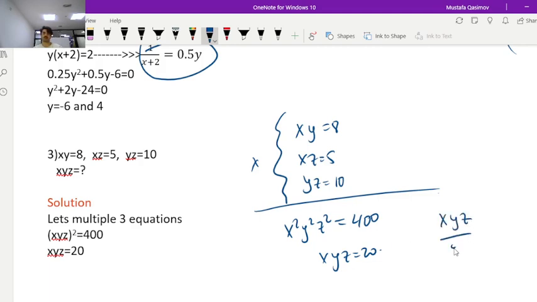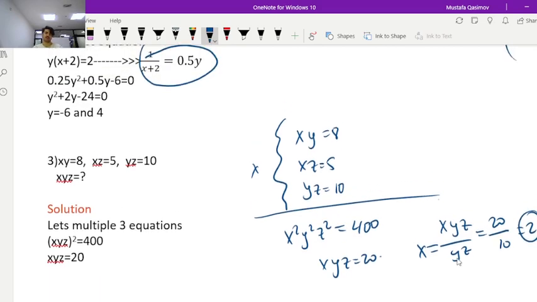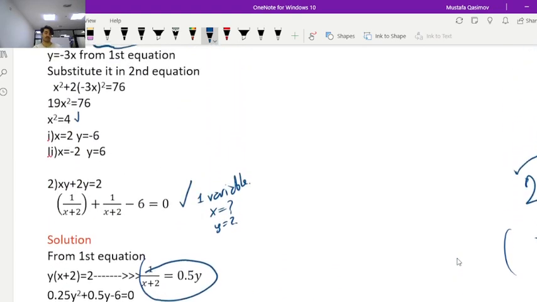xyz is equal to 20, and from here we can find, for example, x easily. xyz over yz is equal to x, right? So 20 over 10 and it is equal to 2. So as you can see, all of them are, I think, very easy.